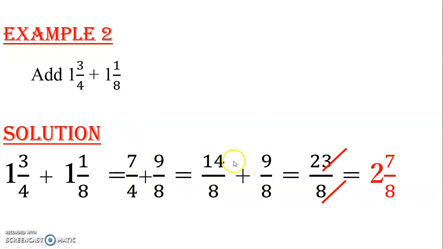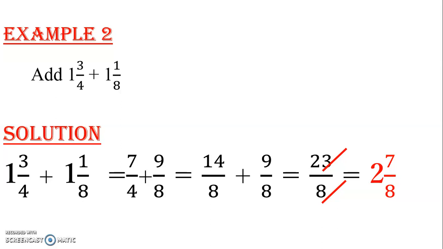Okay, so 14/8 is our new fraction. Let's apply the same method for the second fraction. Now our new denominator is 8 and our old denominator is 8 as well. So 8 divided by 8 would give us 1. 1 times 9 would give us 9. So having gotten to this level, we're going to add up our numerators, 14 and 9. 14 plus 9 will give us 23.